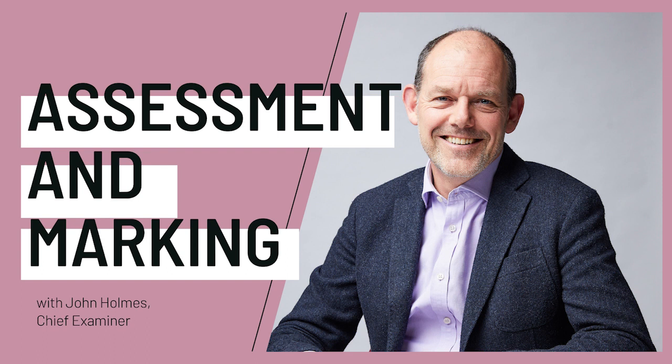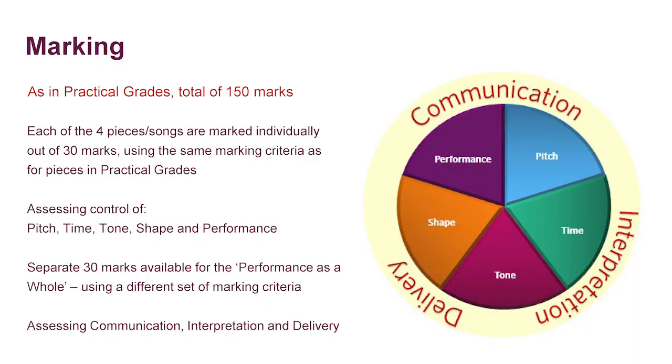So we're going to move on to talking about the assessment and the marking of the performance grades now. Performance grades are out of a total of 150 marks, just as with ABRSM practical grades. I mentioned 4 pieces or songs. Each of those is marked out of 30, again, in the way that we're familiar with, using the same marking criteria as for the practical grades.